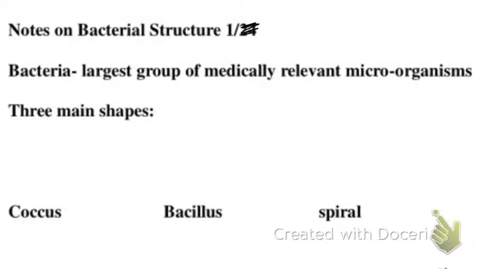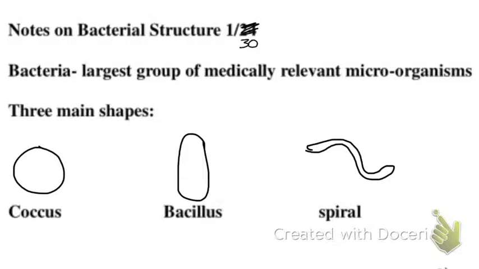All right, these are the notes on bacterial structure, and they were given this year on 130. Bacteria are the largest group of medically relevant microorganisms, and they come in three main shapes. The coccus shape, which is circular, the bacillus shape, which is ovular or pill-shaped or rod-shaped, and spiral, which, that's my attempt at a spiral.